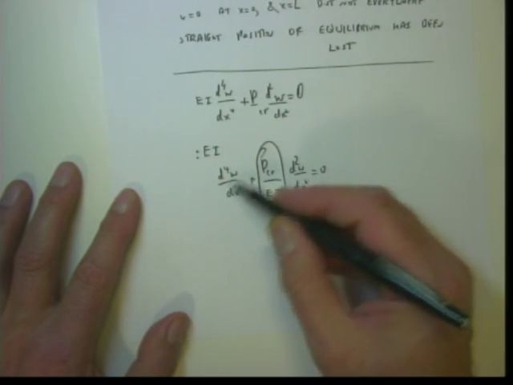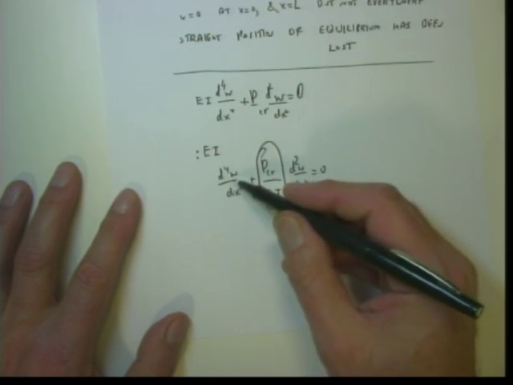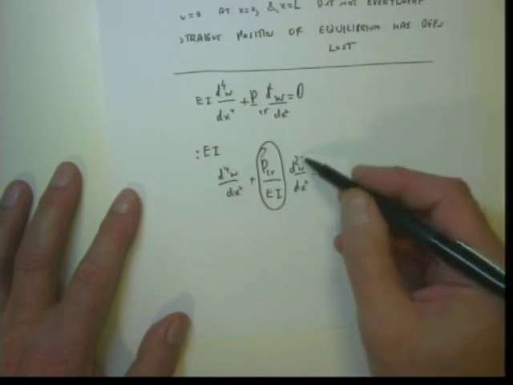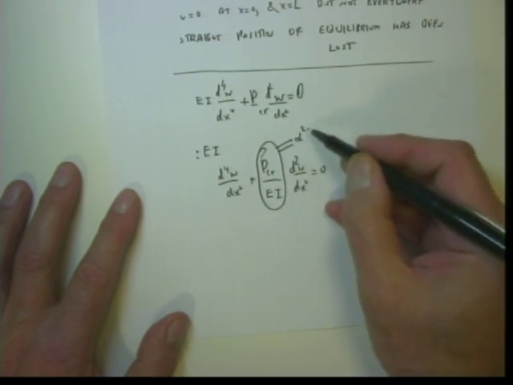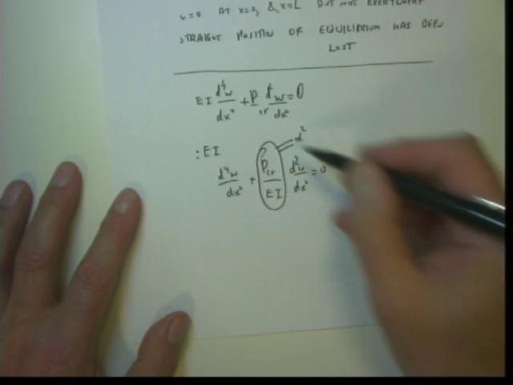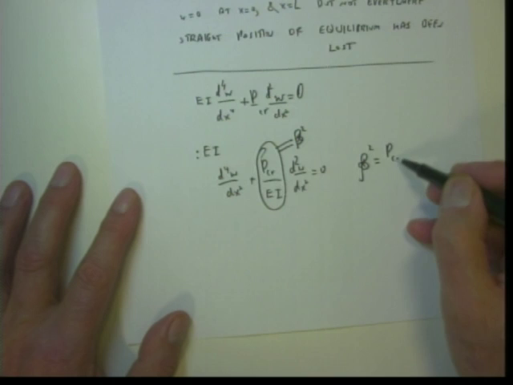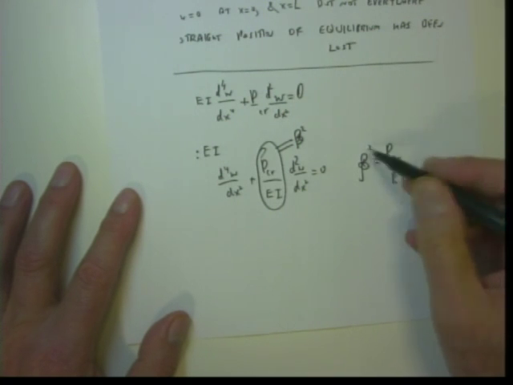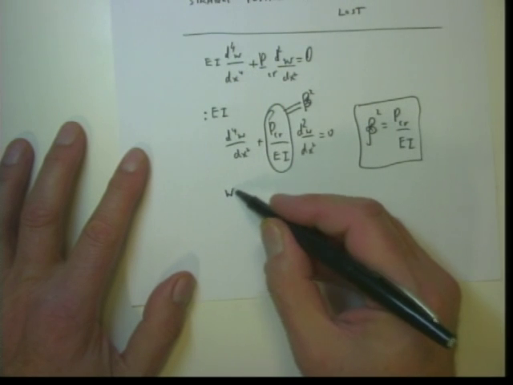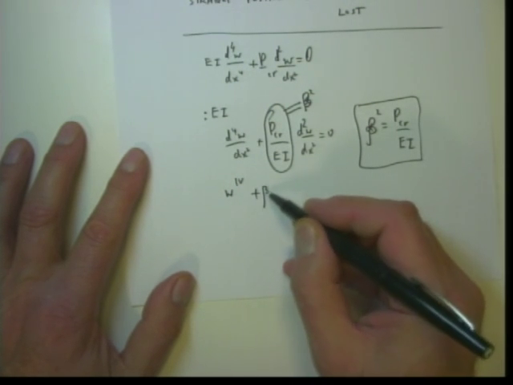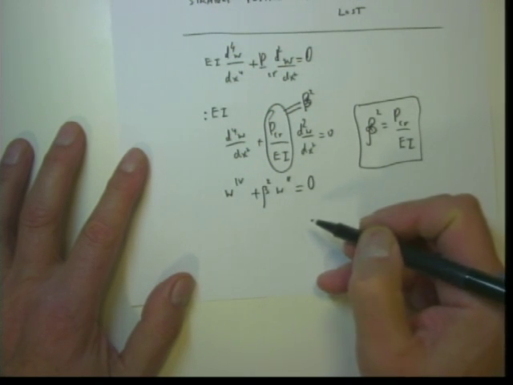When I differentiate this 4 times, I will get an expression in the fourth power. Here, however, I will get it in the second power. So therefore, it makes sense to call it alpha square. Okay, no, beta square, because we had alpha. Beta square equals P critical over EI. Okay, so I have W fourth derivative plus beta square W second derivative equals 0. This is my equation.